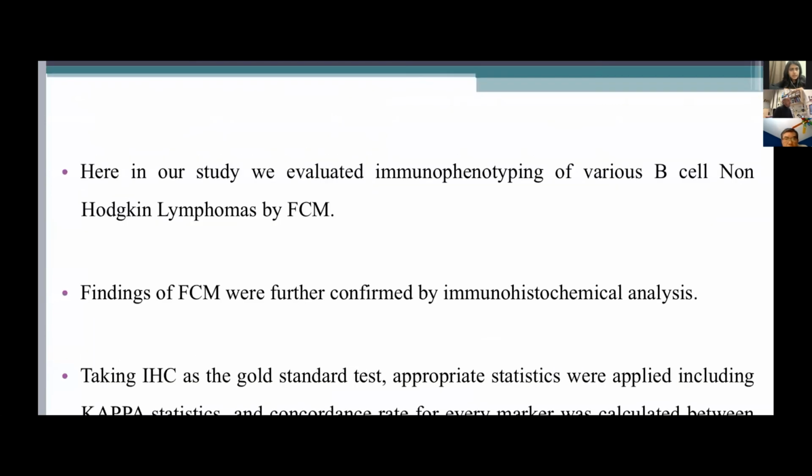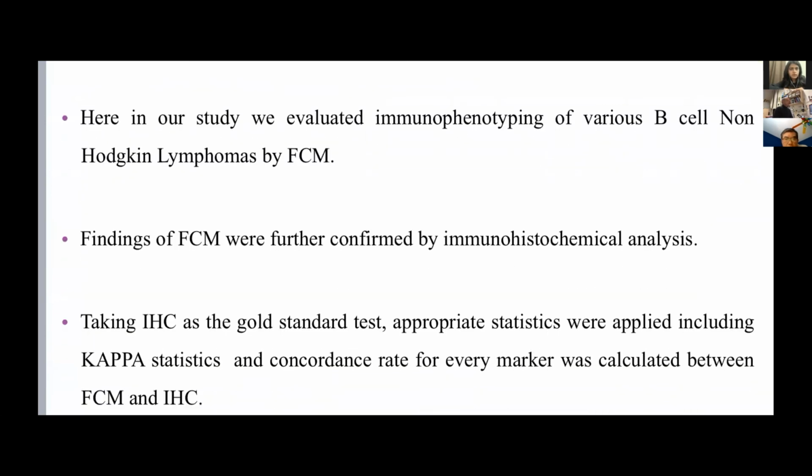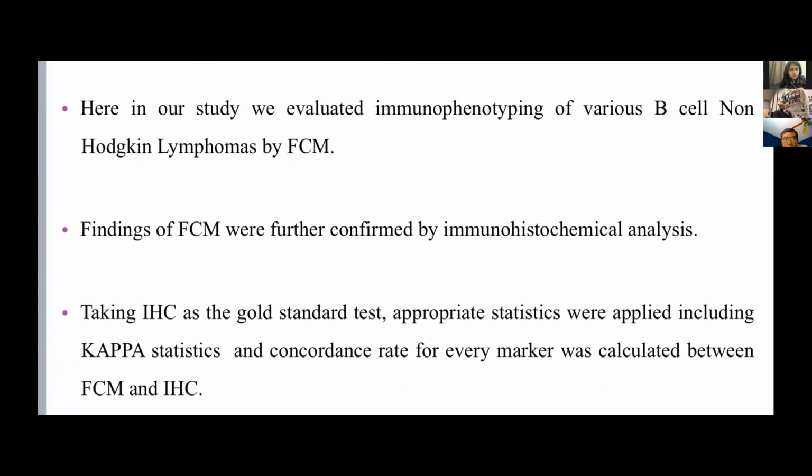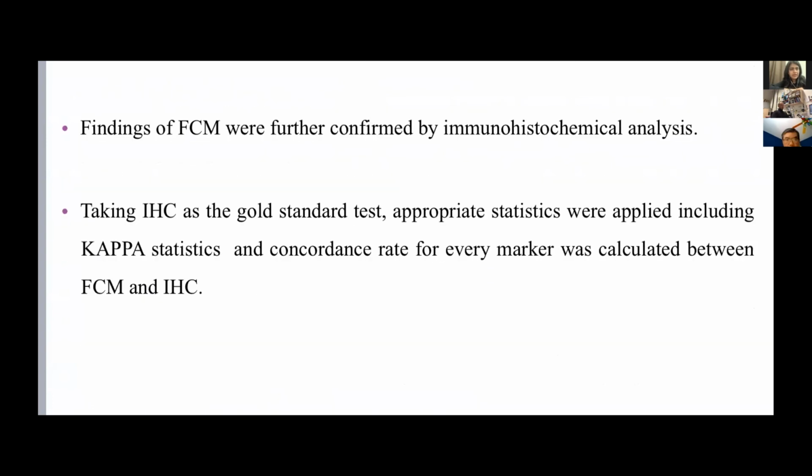So in this study, we evaluated the immunophenotyping of various B-cell lymphomas by flow cytometry, and those findings were further confirmed by immunohistochemical analysis. Using IHC as the gold standard test, appropriate stats and kappa statistics were applied.